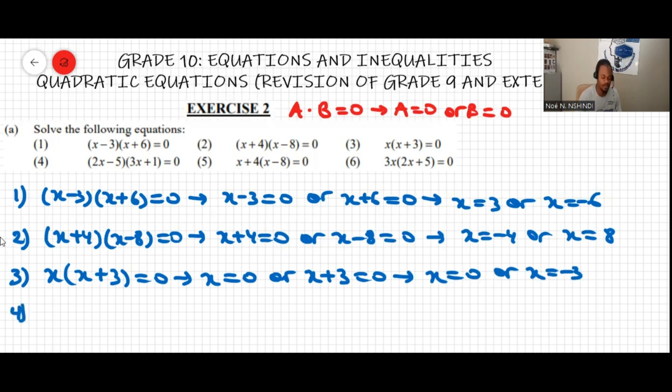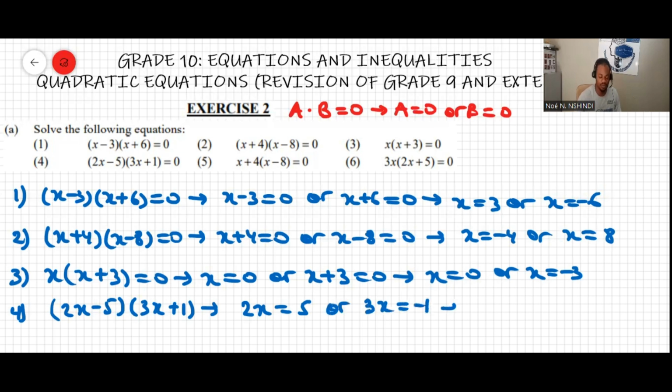Then question 4. We do know that it's going to be that, but the shorter way of doing it is using opposite signs. Like here, we have 2x minus 5 equal to 3x plus 1. You can just say 2x equals 5, you use the opposite sign here. You can say 2x is equal to 5 or 3x equal to negative 1. You can also do that, and that means x equals 5 over 2 or x equals negative 1 over 3.